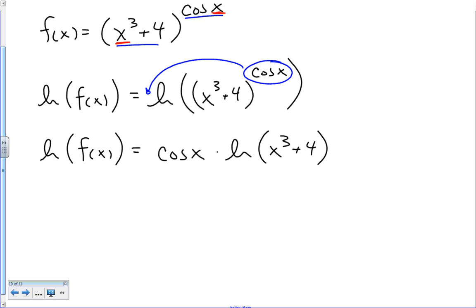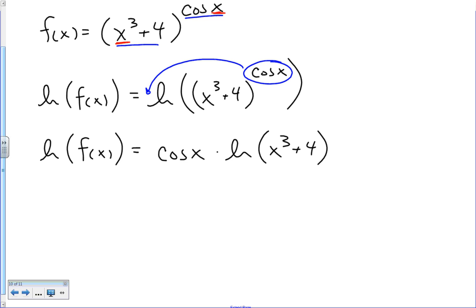And now if you look at what you've got, on the left side here I've got a composition of a natural log and f of x. Those are both things I know how to find the derivative of. On the right side, I've got a product of cosine and natural log of, actually, a composition over there. Those are all things I know how to find the derivative of. I no longer have this form where I had an x in the base and an x in the exponent there, and thus had a problem of figuring out how to find the derivative of it.